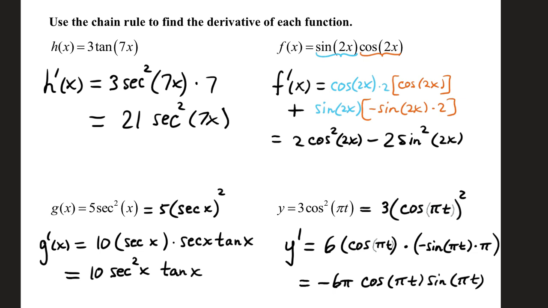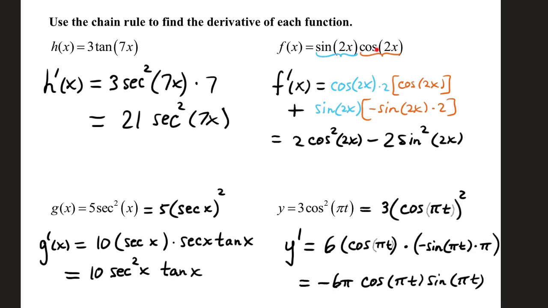The example at the top right, this is a product of two trigonometric functions. I underline the first function in blue, the second function in orange. When we employ the product rule, we take the derivative of the first function in the product, so that's going to be cosine 2x times 2. That one requires chain rule. Second function you leave the same, plus first function in the product you leave the same, and then times the derivative of the second one.